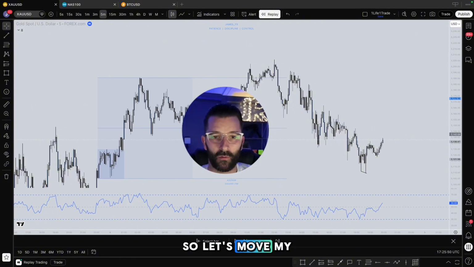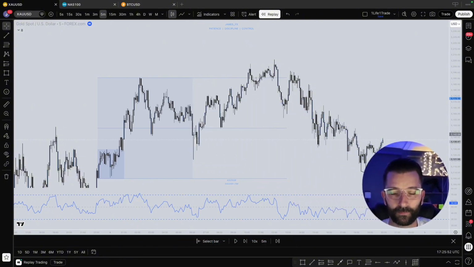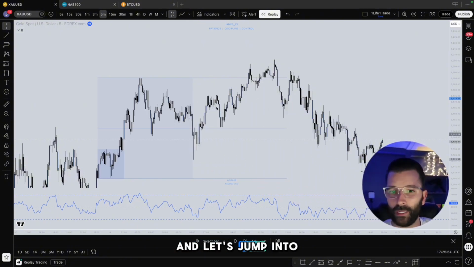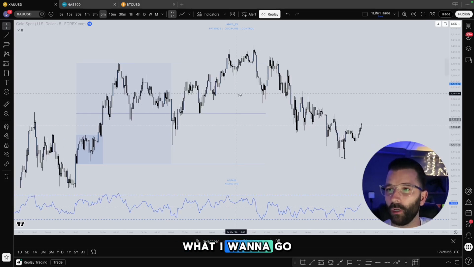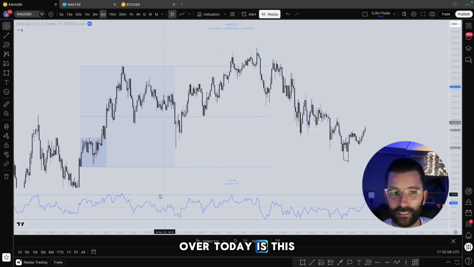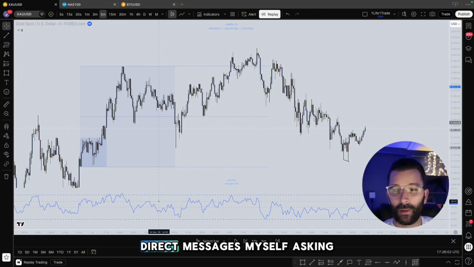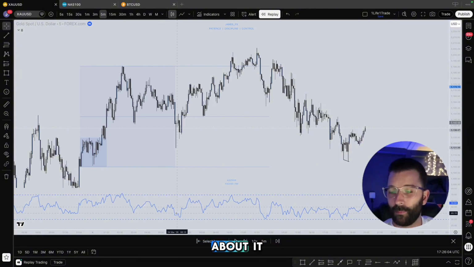So let's move my head out the way and jump into the screen here. What I want to go over today is this indicator down here. I know I've had a few questions, a few direct messages myself, asking about it. So I just want to touch on what this is and how it can be used.